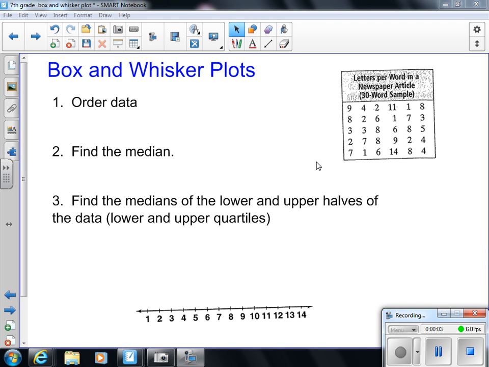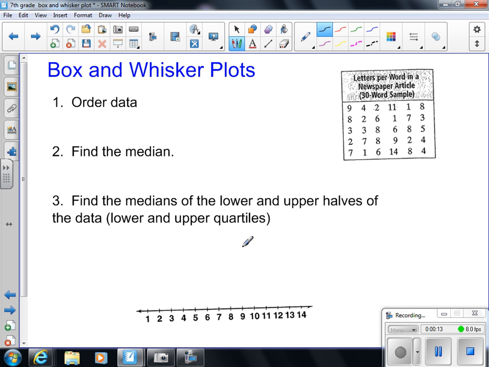Today we're going to learn how to make a box and whisker plot. A box and whisker plot is just another way of organizing your data, but it does give you some important information that you might be able to use. It has a purpose as to why you might choose it to organize your data, and we'll talk about that in just a minute.